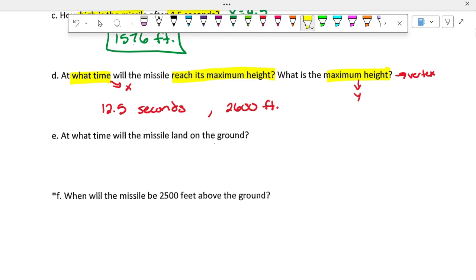Letter E asks, at what time will the missile land on the ground? So what am I looking for? So when does it hit the ground? What represents the ground on the graph? The x-axis. So I'm looking for the what? So the x-axis is where the ground is. What am I looking for? The x-intercept. Specifically, which one? The positive one. So I'm looking for the positive x-intercept.